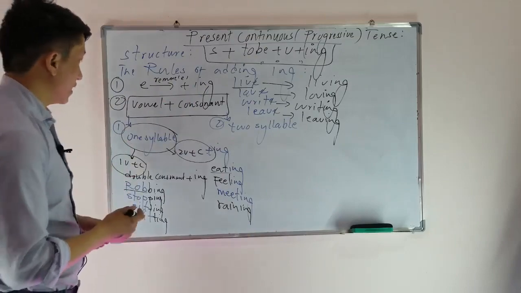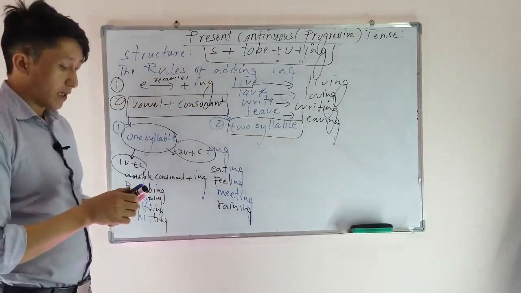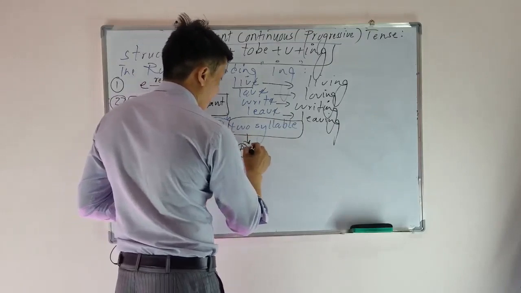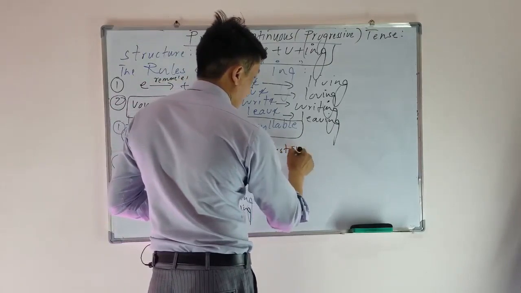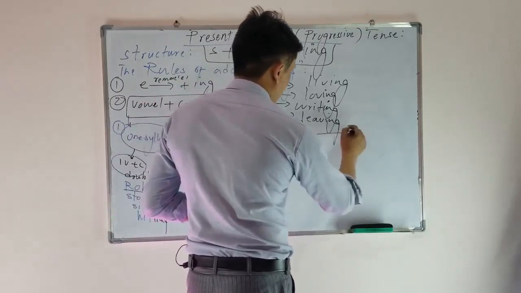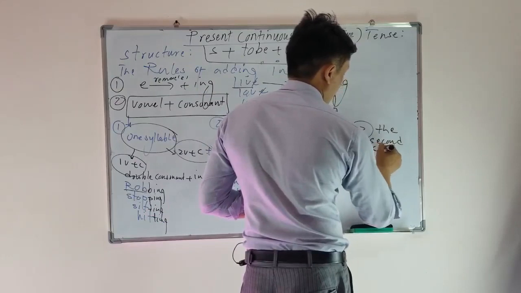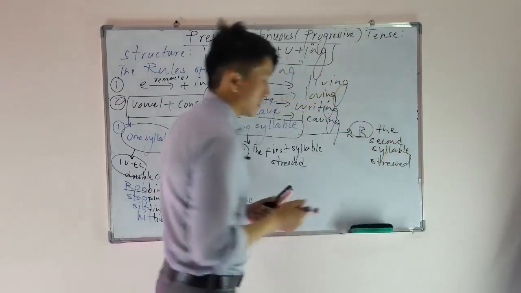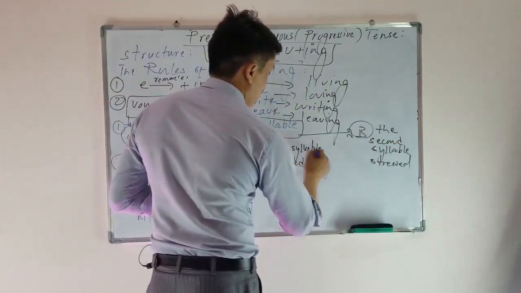So this is the first one. The second one, if we have two syllable verbs, for two syllable verbs here, again we have two more rules. Rule A: the first syllable is stressed. And B: the second syllable is stressed. So if the first syllable of the verb is stressed, what do we do here? We just add ing. That's all.